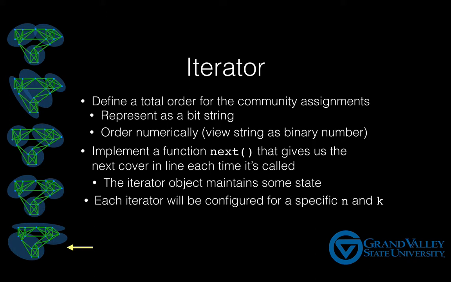Also, to keep these bit strings the same length, each iterator object is configured for a specific value of n and k. For example, one iterator object may generate all the assignments of 8 people to 3 groups, a different object can generate all the assignments of 8 people to 4 groups, and so on. If you want all the ways to assign n people into communities, then you simply create one iterator for each value of k, each possible number of communities that you want. So now let's look at the details of the algorithm.